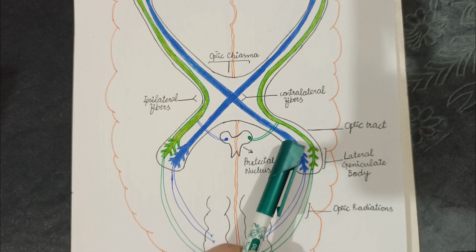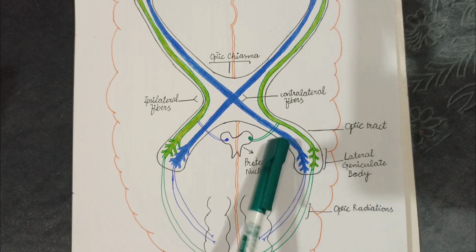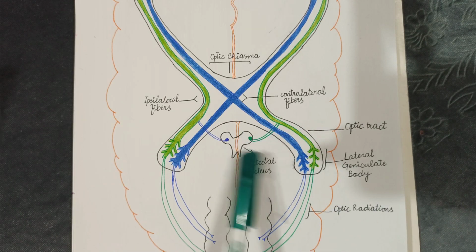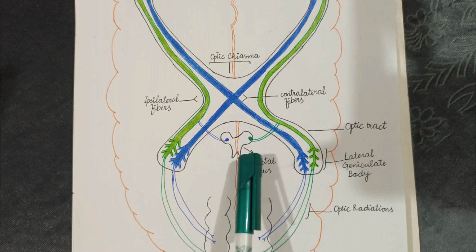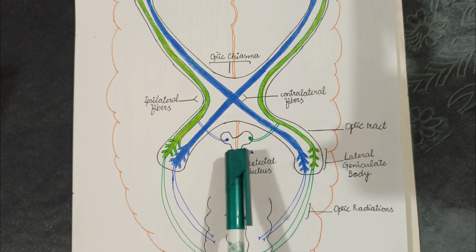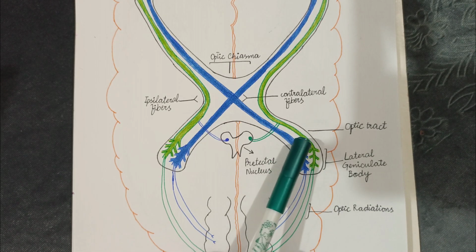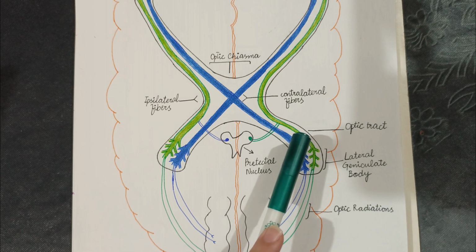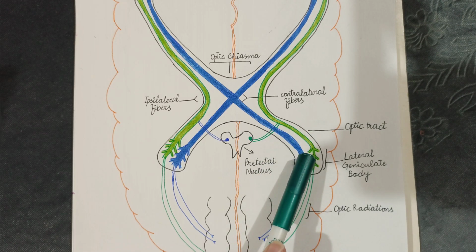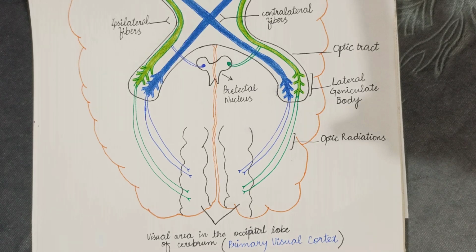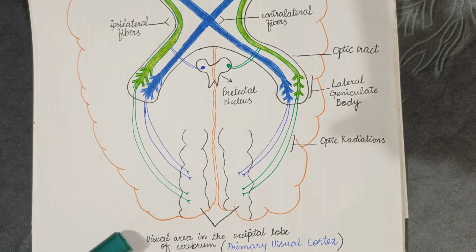Of the ipsilateral and contralateral fibers in the optic tract, a few fibers leave and enter the pretectal nucleus. The reason is that it controls the pupillary reflexes, the amount of light entering the eye. And from the optic tract, the remaining ipsilateral and contralateral fibers move into the lateral geniculate body, and from the lateral geniculate body, the visual information further proceeds in the form of optic radiations and reaches the primary visual cortex, the visual area in the occipital lobe of the cerebrum.